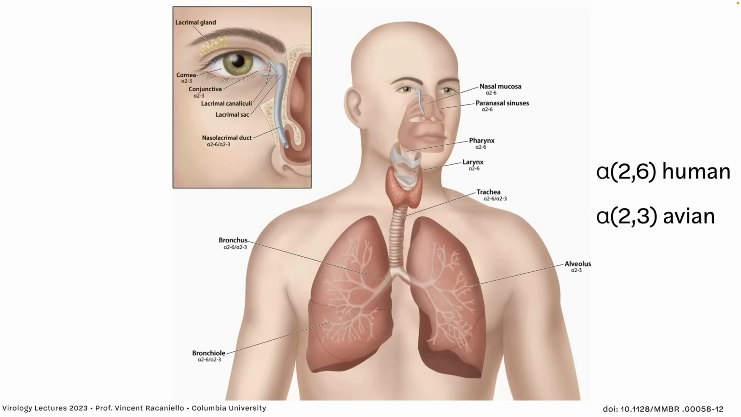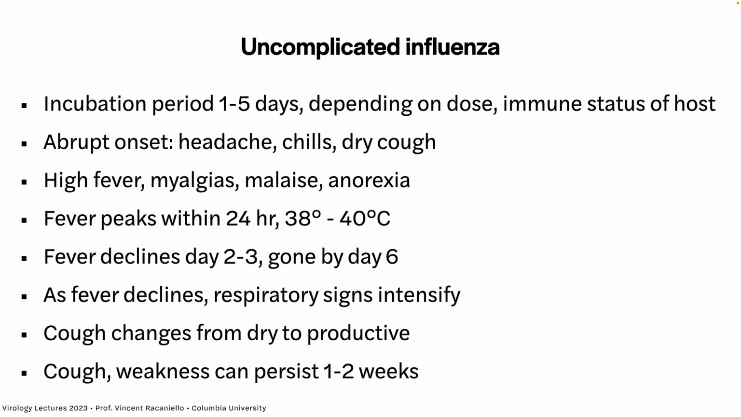It hasn't even spread extensively in people. Uncomplicated influenza has a short incubation period, with onset of headache, chills, dry cough, flu-like symptoms, high fevers, myalgias, malaise, and anorexia. Your fever peaks within a day and then goes down, but then you get more respiratory symptoms. You get a productive cough. What does that mean? You're coughing up mucus, and this can last for 1 to 2 weeks.